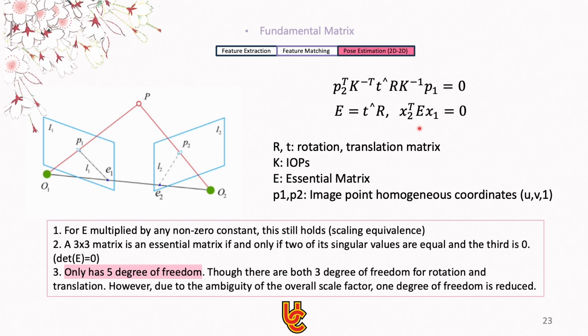What's the meaning of that? You can see that the essential matrix is defined by this equation, right? And T is the translation matrix. If we multiply the T transformation matrix by any non-zero scalar like lambda, this equation becomes x2 transpose lambda E x1 equals 0. And lambda is a scalar quantity, so it won't affect this formula, right? So the overall scale of T cannot be determined, thus reducing 1 degree of freedom.